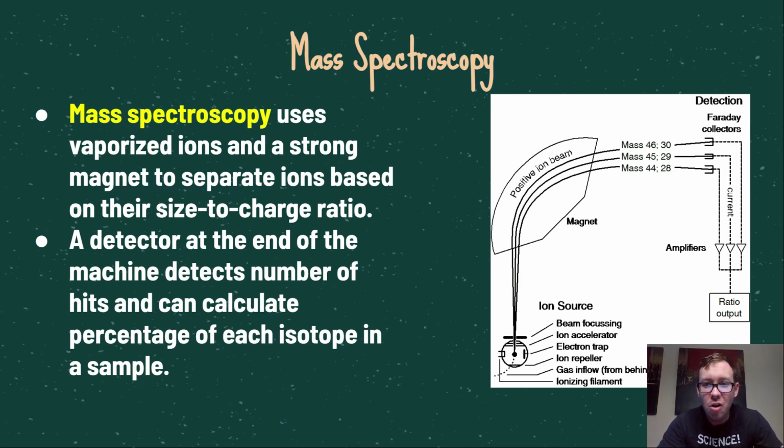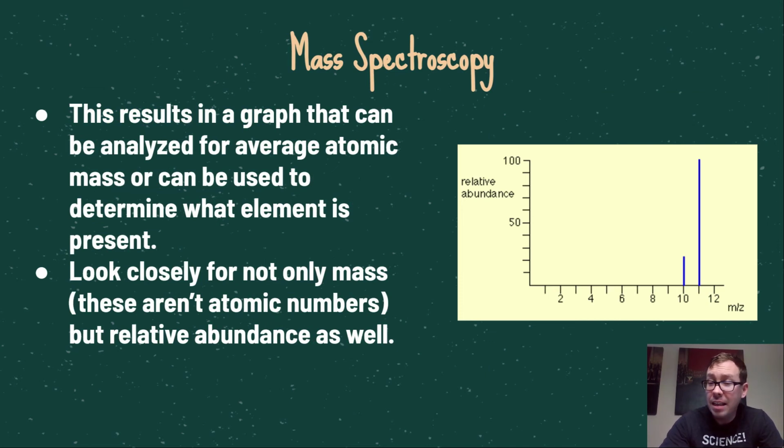We can actually determine the percentage of each individual isotope and graph that. And then based on that information, we can solve a variety of different problems based on average atomic mass. So what we end up getting, like I said here, is a nice graph that can be analyzed for average atomic mass, or we can use it to determine what element is present in there.